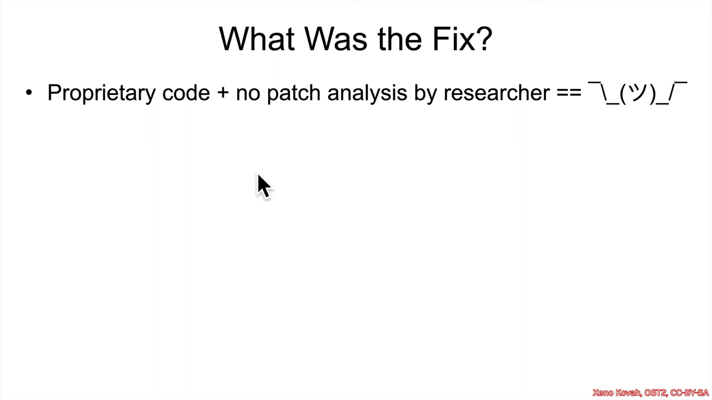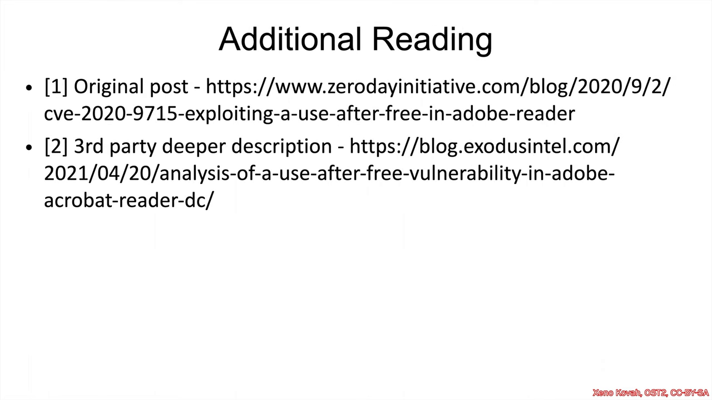So what was the fix for this? Well, unfortunately, it was proprietary code and there was no patch analysis done by the researcher, so we don't know. All right, now just to say that this citation one is the original author, the original discoverer of this vulnerability, talking about the nature of the bug. But I used primarily this second reference, which is a third-party description that goes deeper into the nature of the bug and the nature of exploitation.